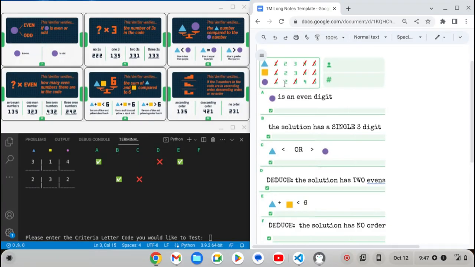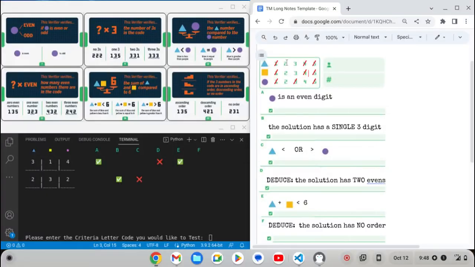Could it be 3, 2, 2? Well, again, we did deduce that the solution should have no order. I believe the logic and how I argued that, I think that's sound. Yeah, okay. So we are to have no order.